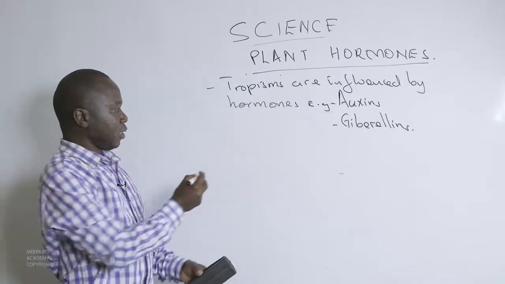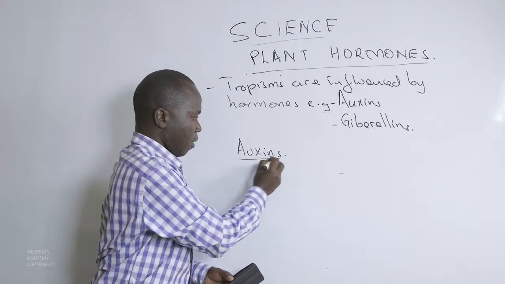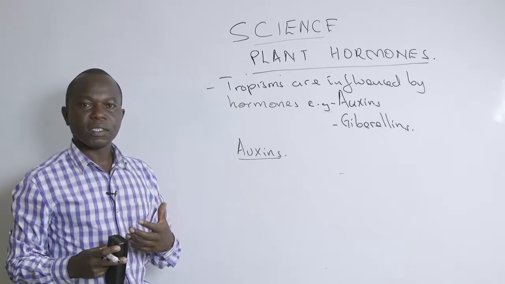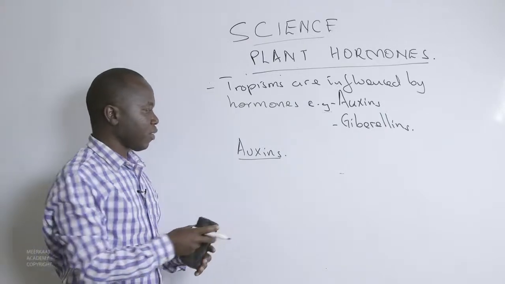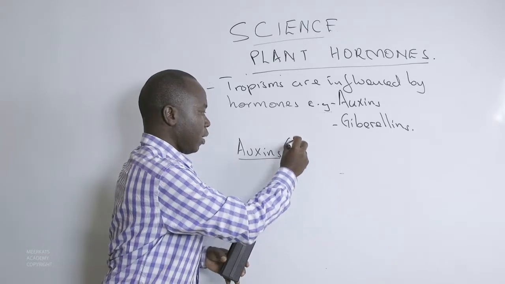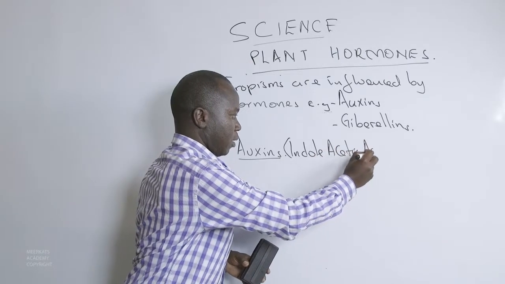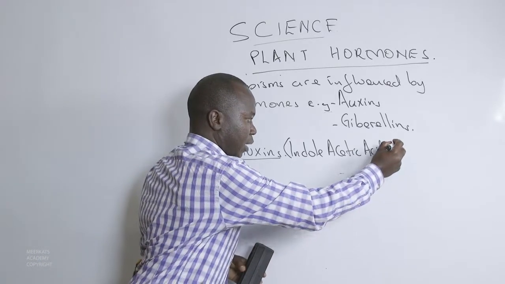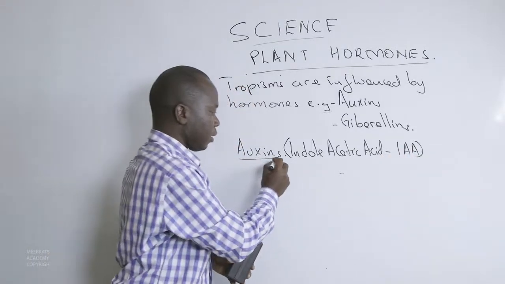So briefly we look at auxins, with a view of establishing their source. Do plants have their own auxins? Can they produce their own auxin? Or do we have another source? And what's the effect? Another name for auxin is indole acetic acid. So some other literature will cite this as IAA, meaning indole acetic acid.